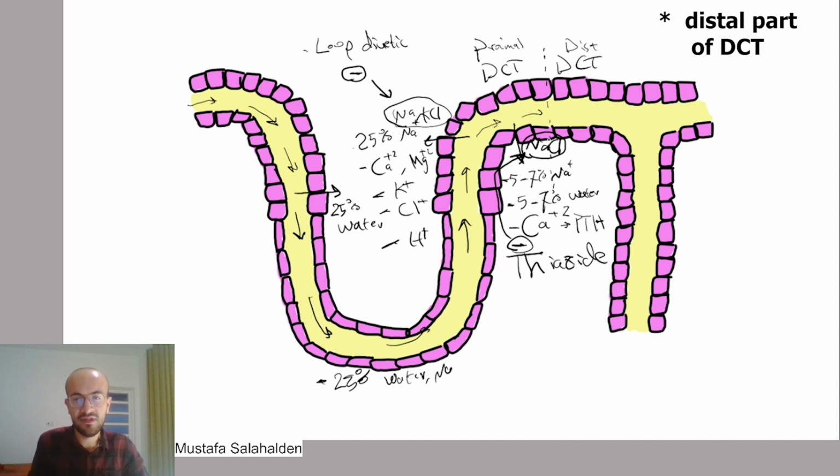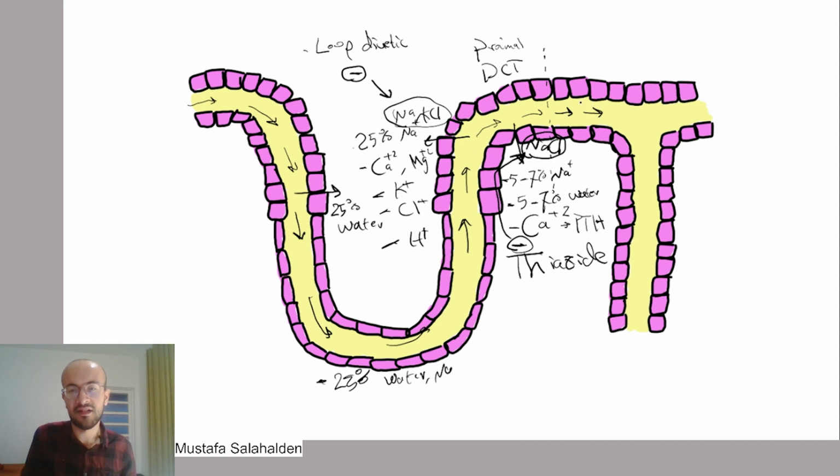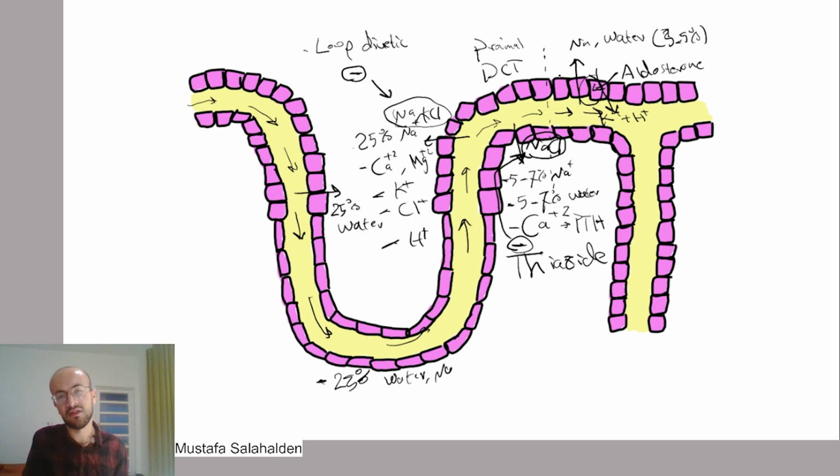Now moving on to the distal convoluted tubule here. So in the distal convoluted tubule, let's erase this so we have some space. We have sodium and water reabsorbed, about 3 to 5% of sodium and water, but they are reabsorbed at the expense of potassium and hydrogen, and that's all by the action of aldosterone. So in the distal part of the distal convoluted tubule, the aldosterone would reabsorb sodium and water at the expense of potassium and hydrogen.